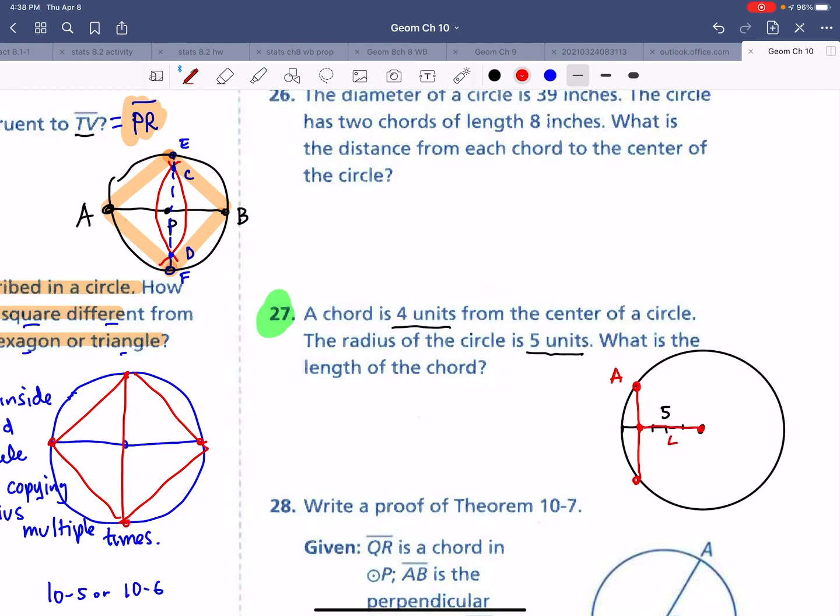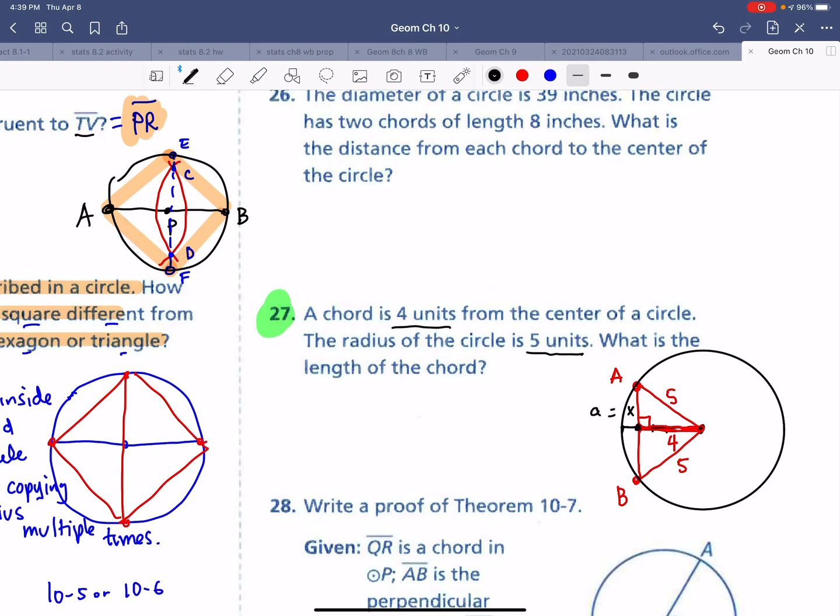So this distance is 4. The whole distance is 5. And we know a bunch of other stuff is 5, right? Because that would mean this would be 5. This would be 5. So this distance is 4. That's a perpendicular bisector. So the chord is 4 units from the center. What is the length of the chord? So what is AB? Well, we can't directly solve that, but we could solve this and then double it.